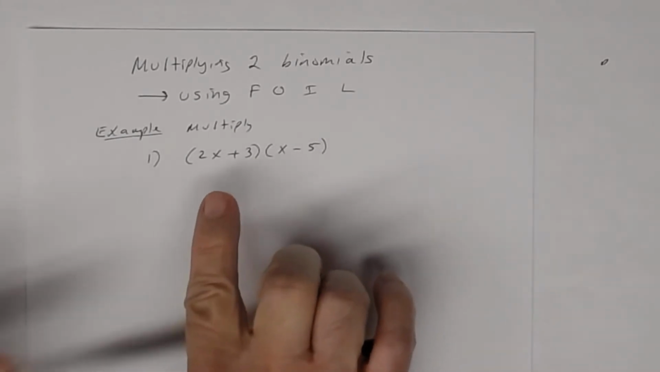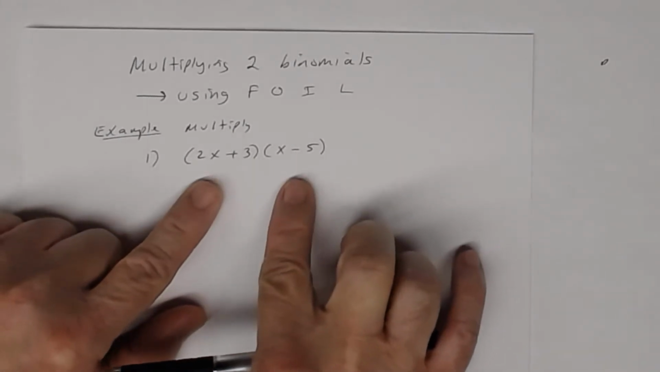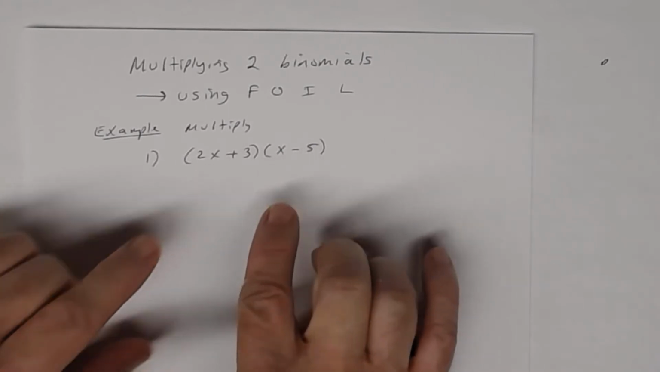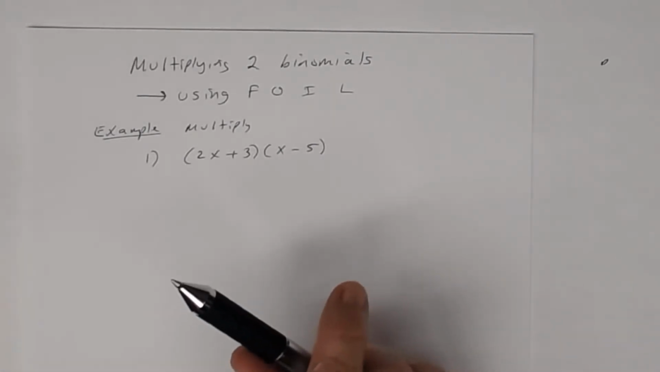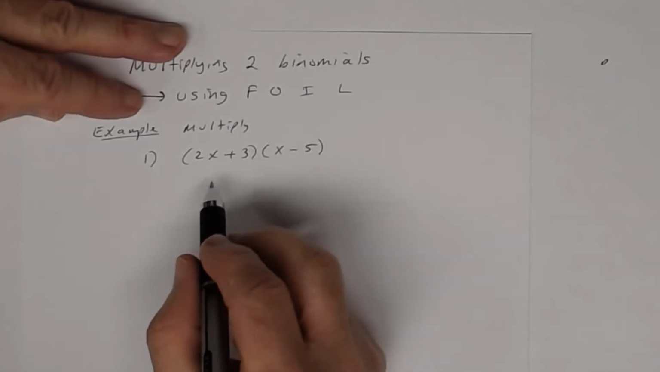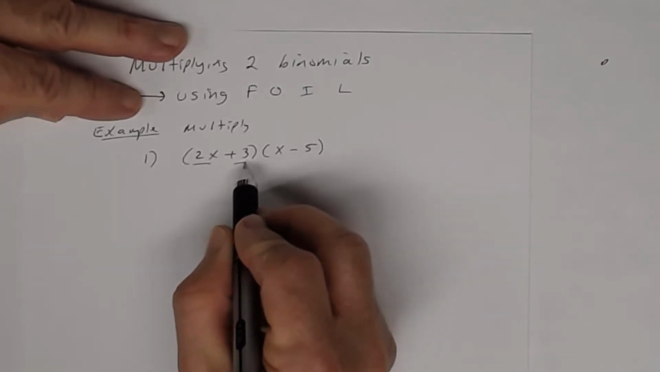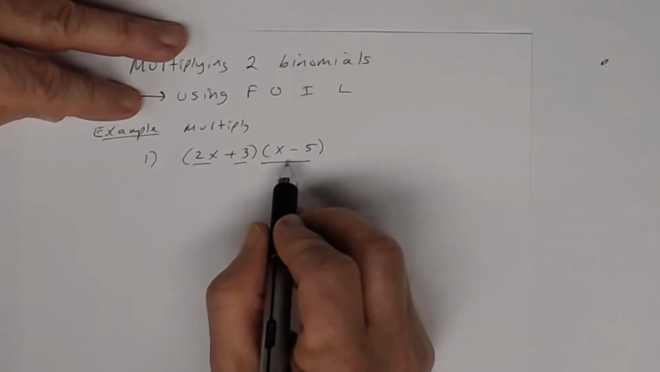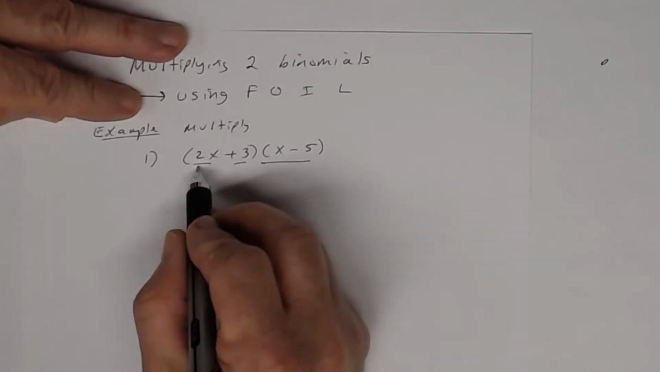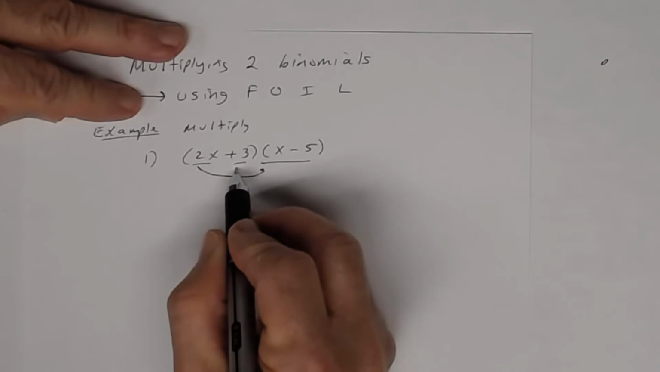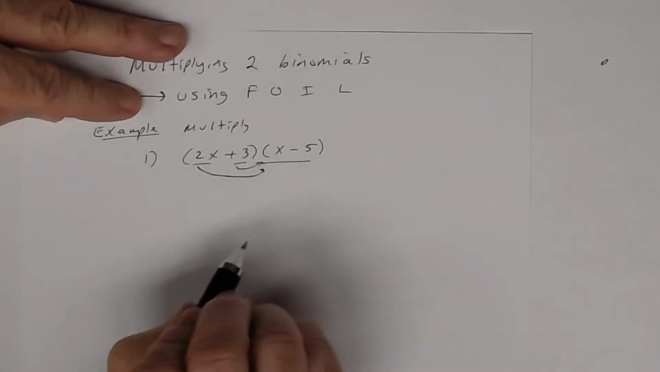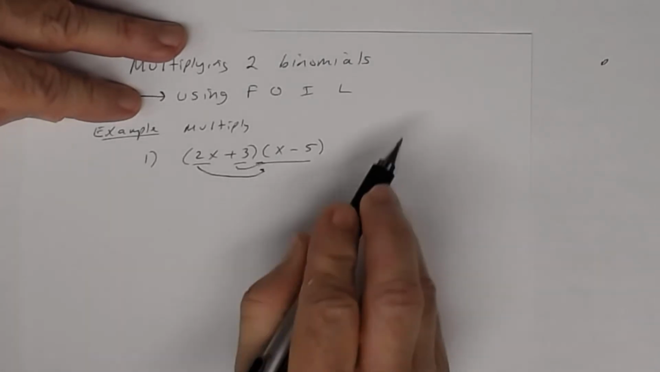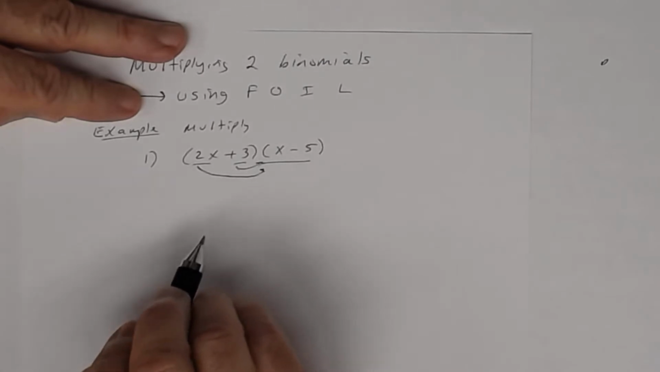Here I'm multiplying two binomials together. In this first example, we're going to do it the same way we did in the previous lesson, using the distributive property. I have two terms here, and I'm going to multiply each of those terms by the second polynomial. I have 2x times this polynomial, and then 3 times this polynomial. We're going to use that outcome to talk about FOIL.